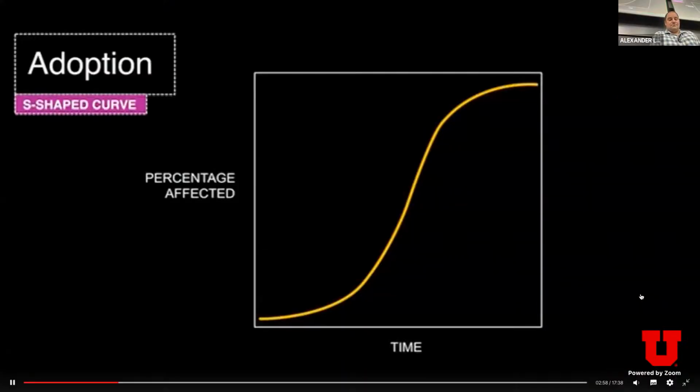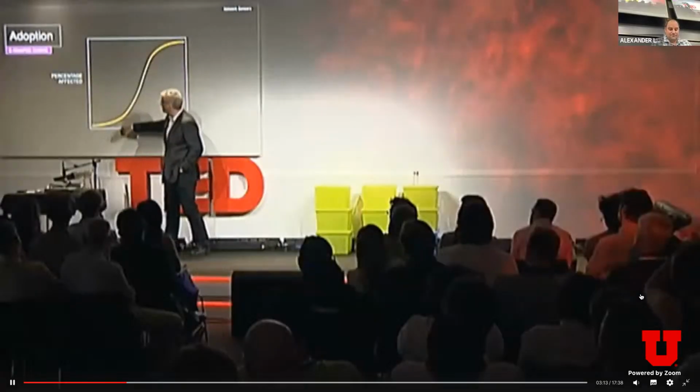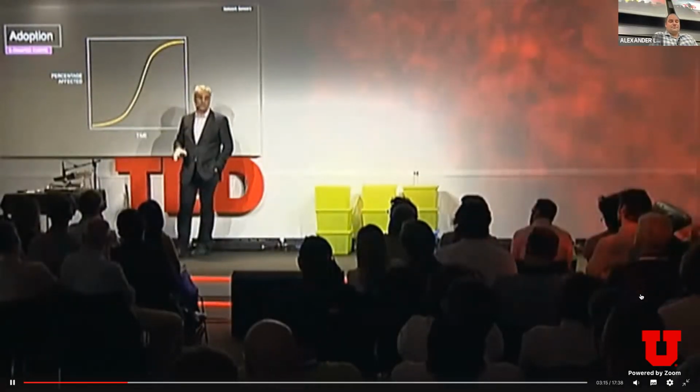So as all of you probably know, the classic way of thinking about this is the diffusion of innovation or the adoption curve. Here on the y-axis, we have the percent of the people that are affected. On the x-axis, we have time. In the very beginning, not too many people are affected, and you get this classic sigmoidal or S-shaped curve.